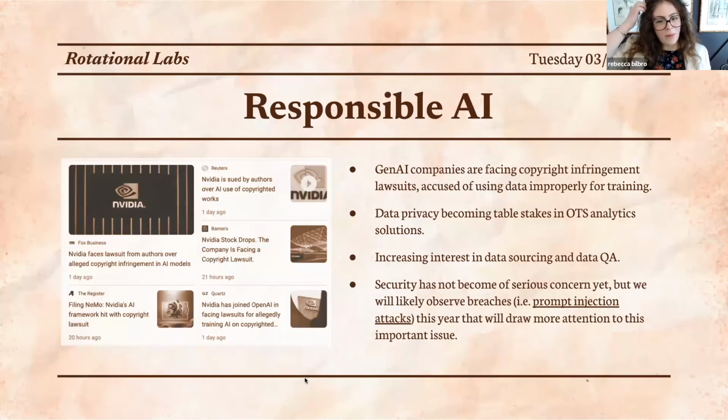One other thing that I wanted to flag, and I don't know if anybody checked the news this morning, but if you search for NVIDIA, there is a lot of news this morning. This is just from my news feed. NVIDIA is sued by authors over AI use of copyrighted works. NVIDIA has joined OpenAI in facing lawsuits for allegedly training AI on copyrighted works. NVIDIA stock drops. The company is facing a copyright lawsuit. So this is starting to become a very common thing.